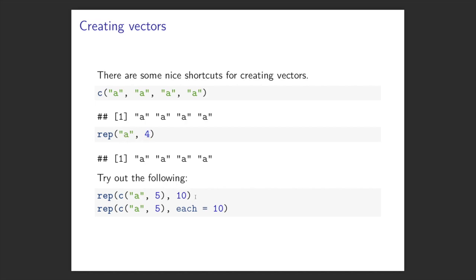So I want you to try the following two calls on your own. In the first call, we're going to have the same default action as we have here. So we're going to take the vector A5 and repeat it 10 times. So you're going to get A5, A5, A5, dot, dot, dot. If you want to override the default behavior, there's an input called each. I want you to guess what the outcome is going to be from this code and then try it on your own.